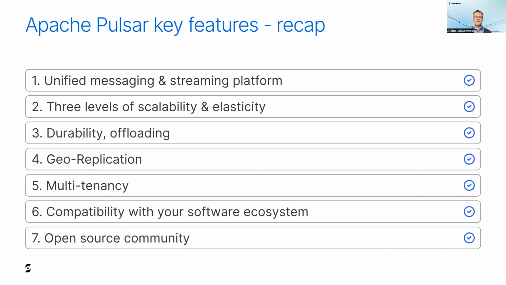So here is a quick recap. Pulsar is a unified messaging and streaming platform handling both patterns, both semantics at the same time, so you can have only one platform to manage. Pulsar is doing great at both scaling and being elastic and provides 3 levels of elasticity. Pulsar ensures the durability of the data and can offload to external cheap and unlimited storage. Pulsar has Geo-Replication built in, which is great for disaster recovery. Pulsar is natively multi-tenant, Pulsar is compatible with your ecosystem, and all these great features are available as open source, so you have no vendor lock-in.